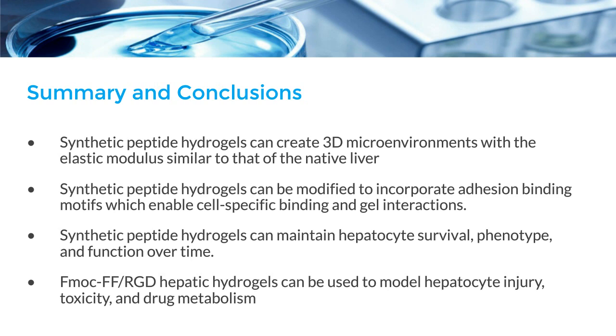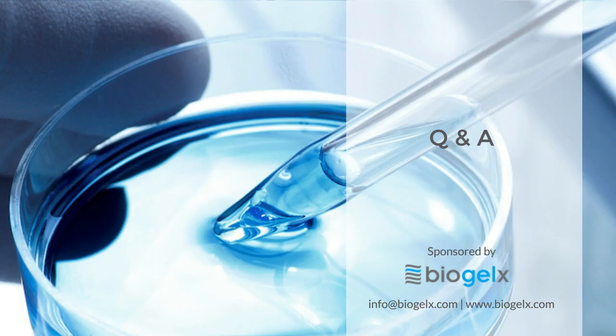And so, by doing that, we can now show that we can model hepatocyte toxicity and injury and drug metabolism in vitro in a system that can maintain differentiated function over time, and that in the future, our plan is to move forward and use this to model more complex disease phenotypes in vitro. So now, with that said, I will turn this over for the Q&A or question and answer session.